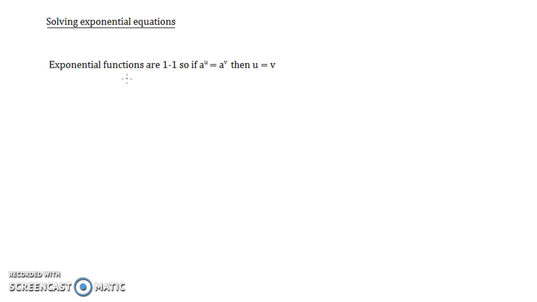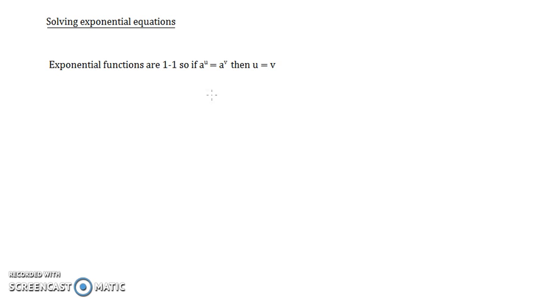Alright, now if you think back to our exponential function graphs, we've got that L shape, and you'll see that exponential functions are one-to-one. Remember the horizontal line test. So if they're one-to-one, then the definition is that if the function values are the same, then the x values have to be the same. Or in other words, if the function values are not the same, then the x values can't be the same. So if we have an equation where we have two exponential functions with the same base, then the exponents have to be the same.